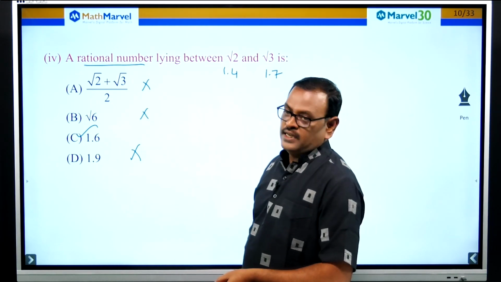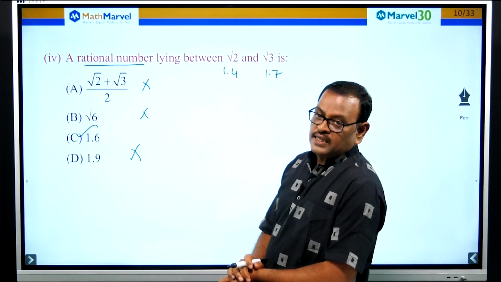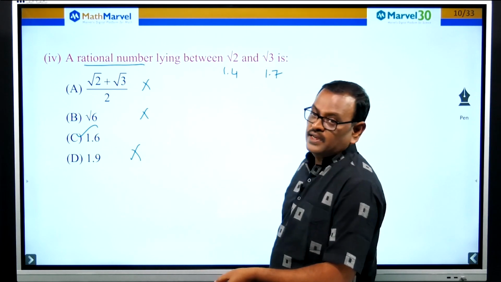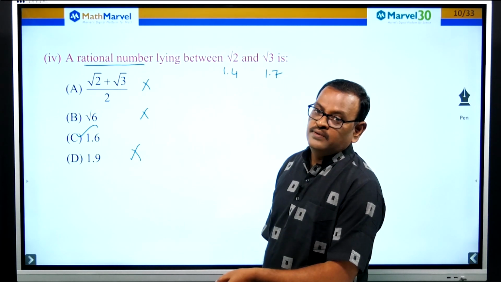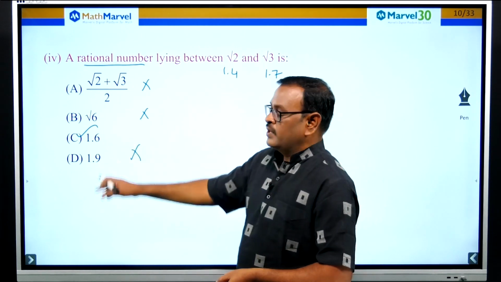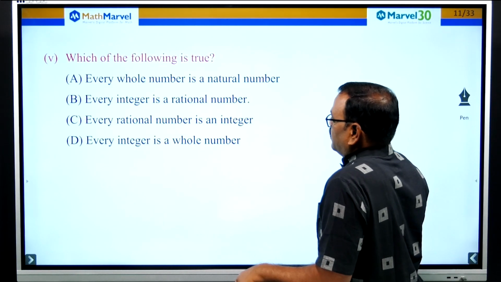The first two options are irrational numbers, and hence A and B are not the correct answers. And option D is also not correct because that lies outside this value. Therefore, the rational number between root 2 and root 3 is 1.6.